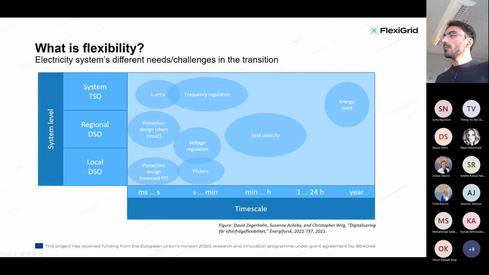Frequency regulation: we need inertia in the system to also help the frequency. We need the grid capacity to be able to transfer the electricity, and this can be a challenge that is discussed a lot for the DSOs. Voltage regulation, flickers, and some protection issues with short circuit or reverse power flows you might face.